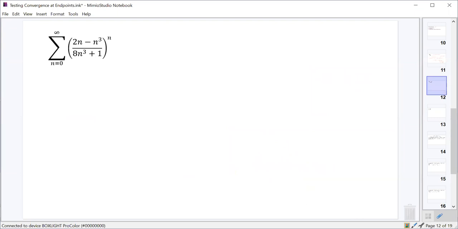Sum from n equals 0 to infinity, 2n minus n cubed to the n over 8n cubed plus 1, all to the n. Should be an easy one. Good one for the nth root test. Why is this a good one for the nth root test? Yeah, just cancel out the ns, right? So does this have all positive terms, first of all?